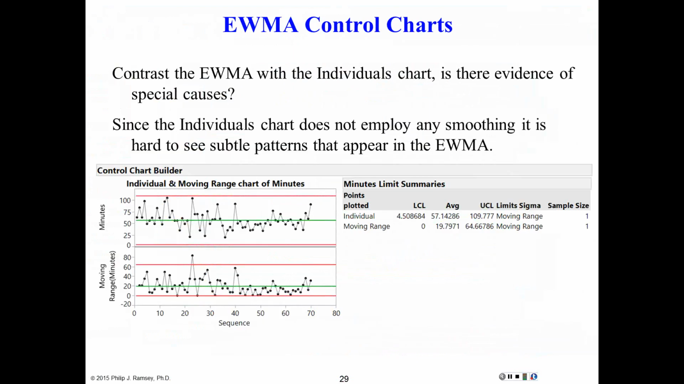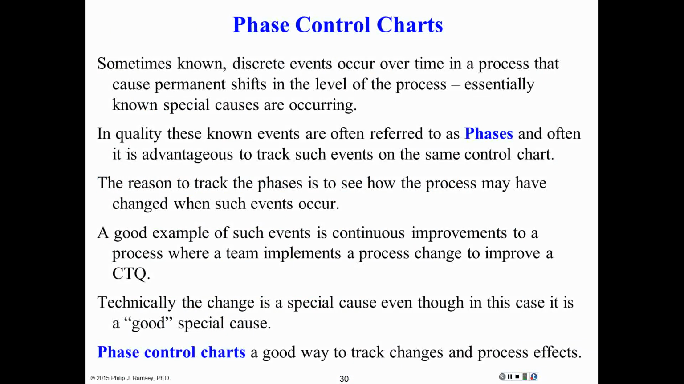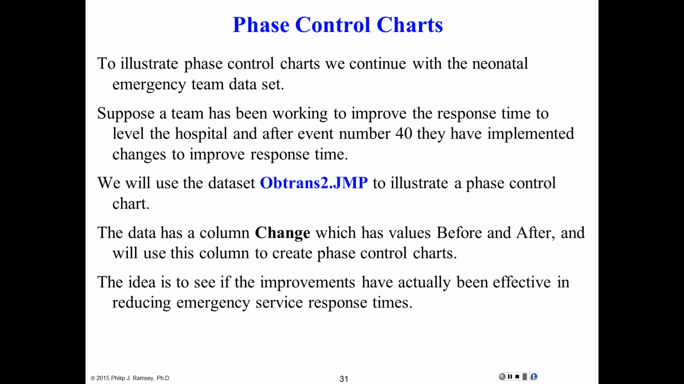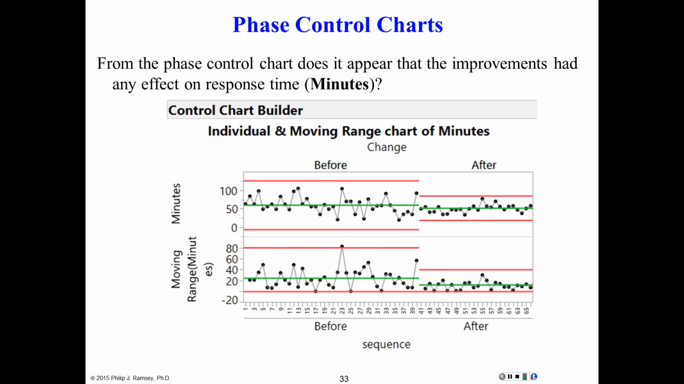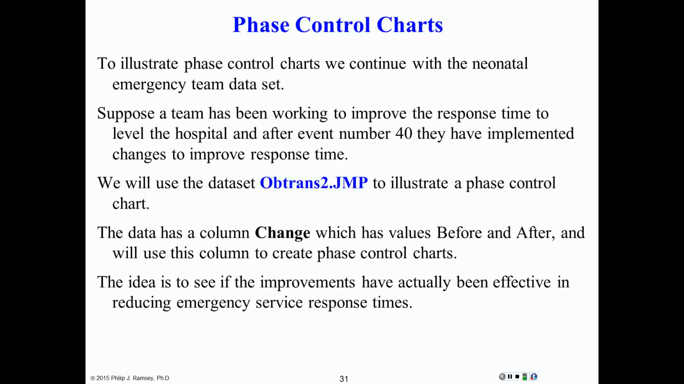Okay, so that's an example, what I would call a transactional Six Sigma example of the use of an individual's chart. Okay, and also phases we need to talk about. It turns out when you're doing improvement projects, at some points in the project you may make changes. And when you implement changes, if you have some sort of grouping variable that identifies the changes, you can actually use those to create what are called phase control charts.